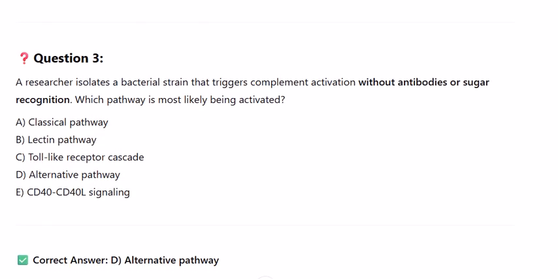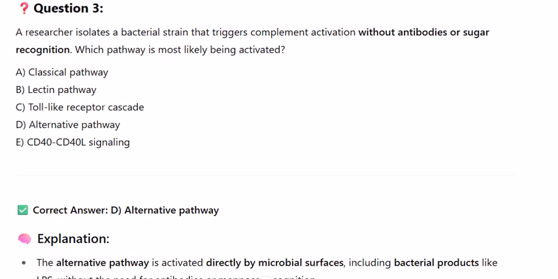Question 3. A researcher isolates a bacterial strain that triggers complement activation without antibodies or sugar recognition. Which pathway is most likely being activated? A. Classical pathway. B. Lectin pathway. C. Toll-like receptor cascade. D. Alternative pathway. E. CD40-CD40L signaling.